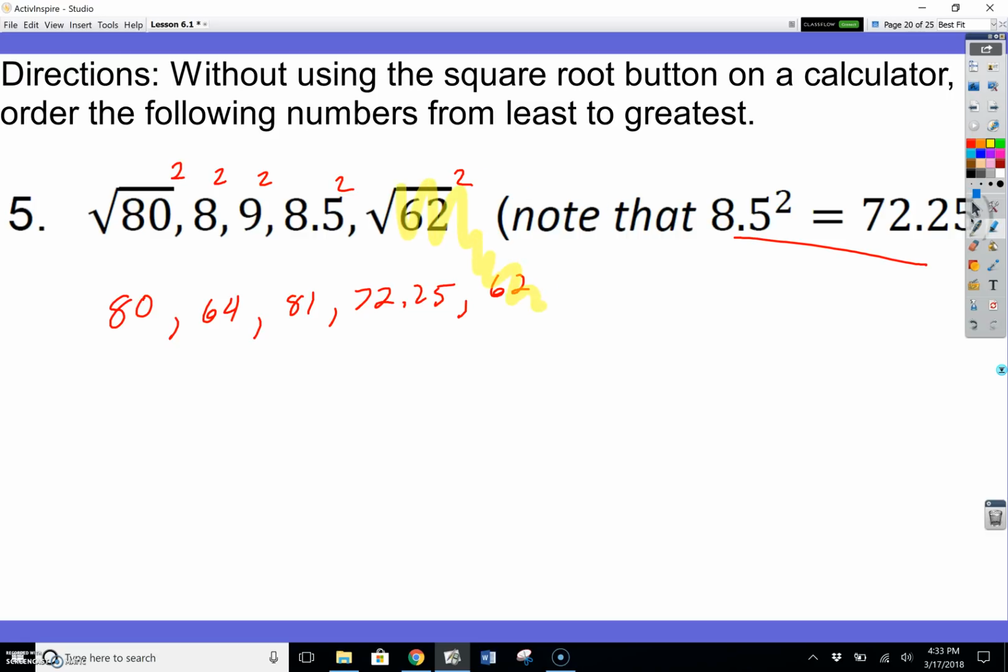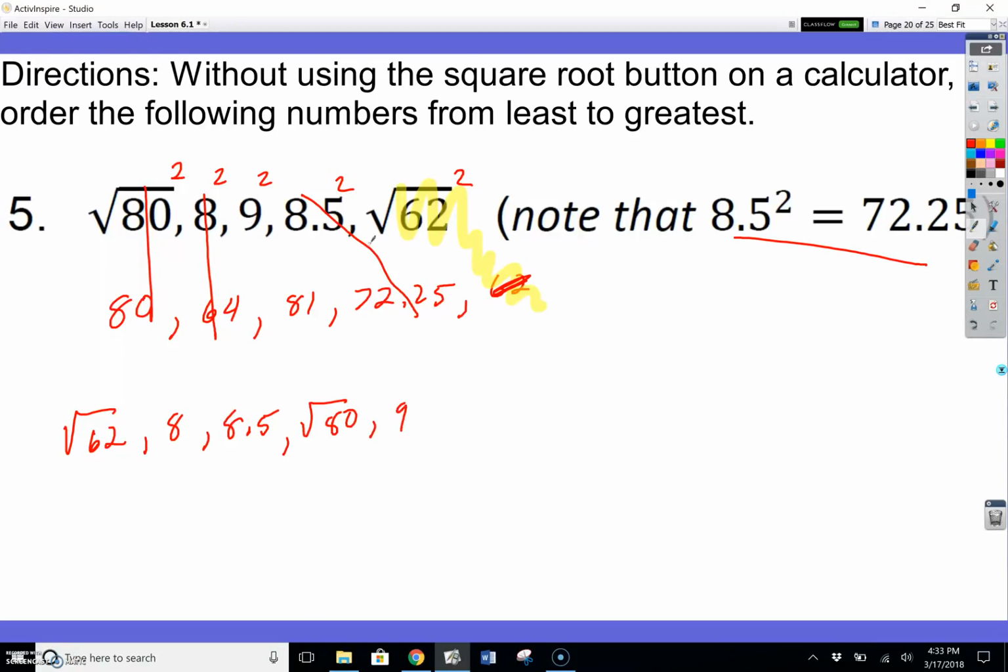So that shows me that radical 62 is the smallest. So we're going to have radical 62. So I'm looking at these numbers and writing these in order. The next smallest is 64, and I got that by squaring 8. So we're going to write 8. Now the next one is 72.25, which is going to be 8.5. So then the next would be 80, which would be radical 80. And my last one is 9.